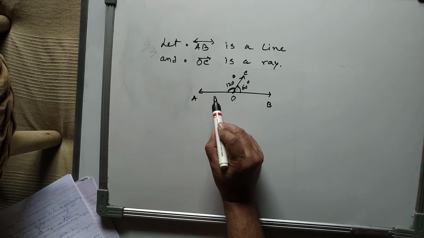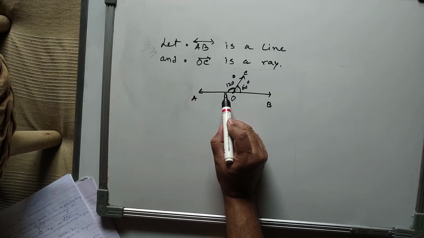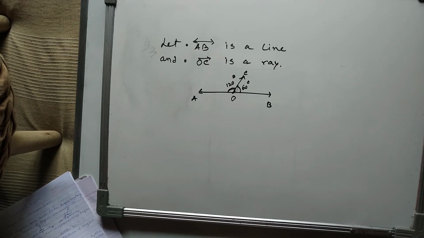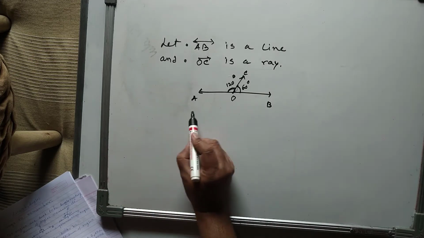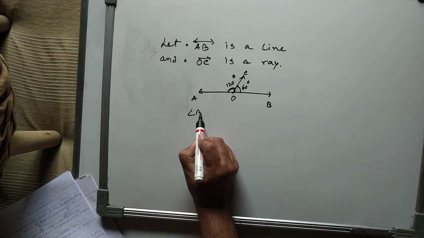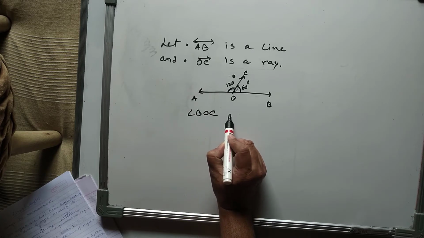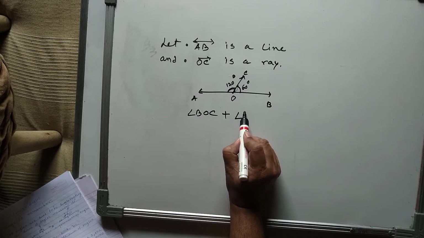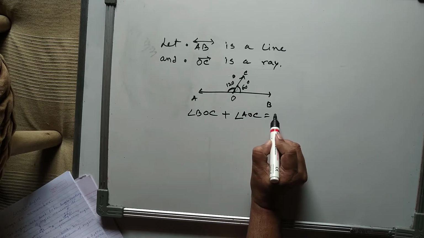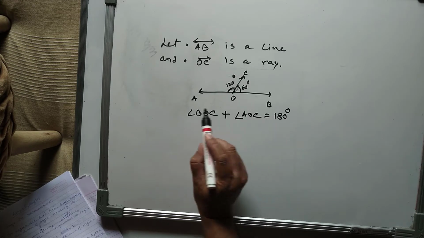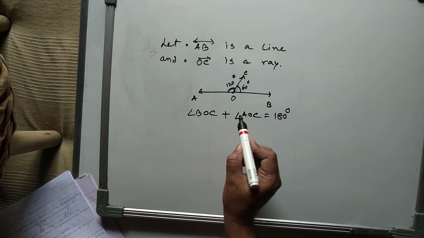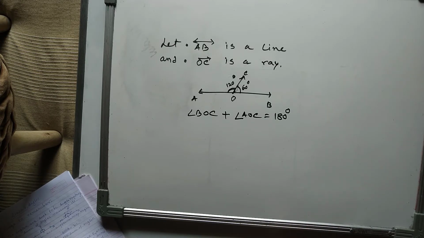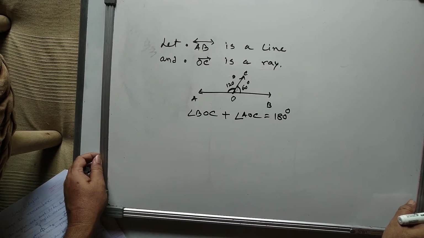You know that one side of a line makes 180 degrees, meaning a half circle. So these two angles, angle BOC plus angle AOC equals 180 degrees, and they are called supplementary angles. Okay, I am taking another board.